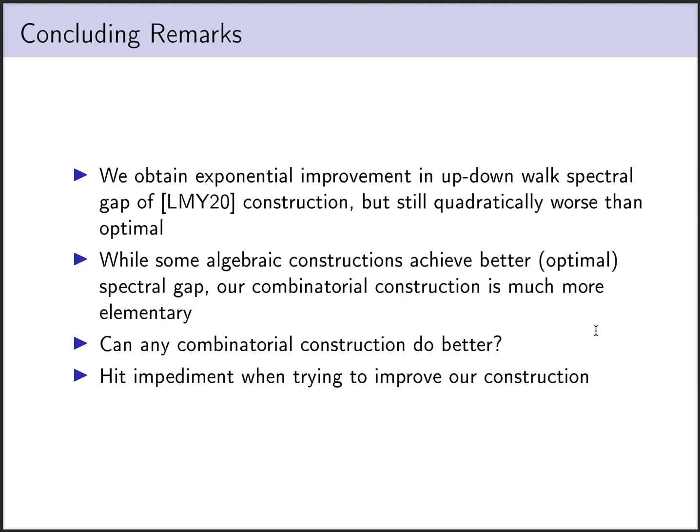Now, I think this is a very interesting question. It does seem like we hit an impediment when trying to improve our construction shown here. So I've given more details of this in the paper, which you can find online. But it really seems that, for instance, an additional modification to the weight function would not be sufficient to close this gap between the quadratic and linear spectral gaps. It really seems like we're going to need some new ideas.